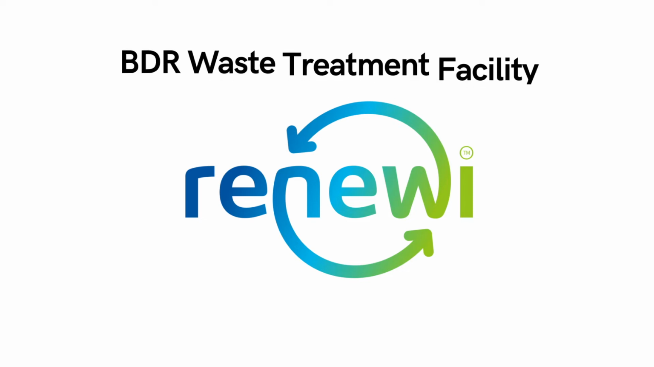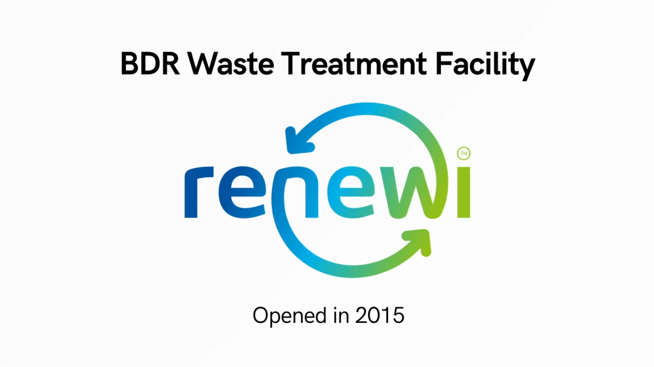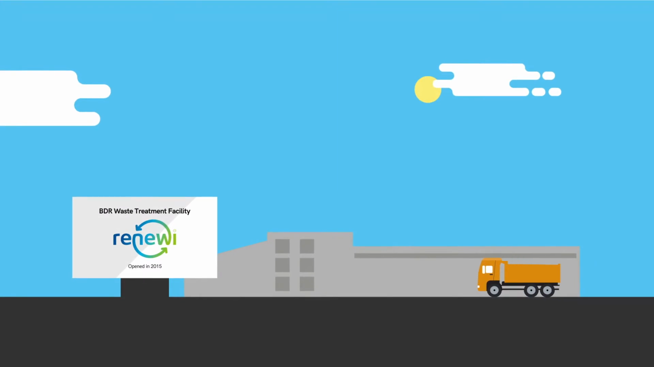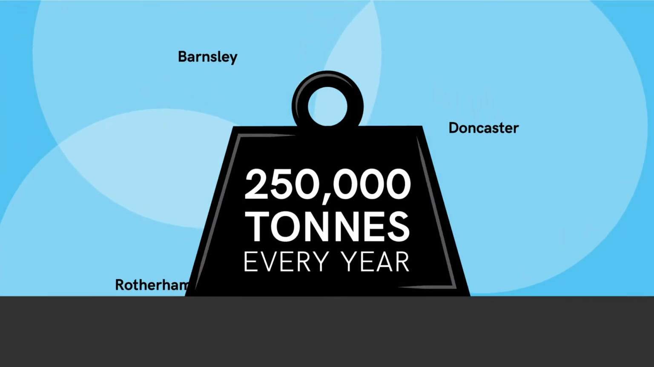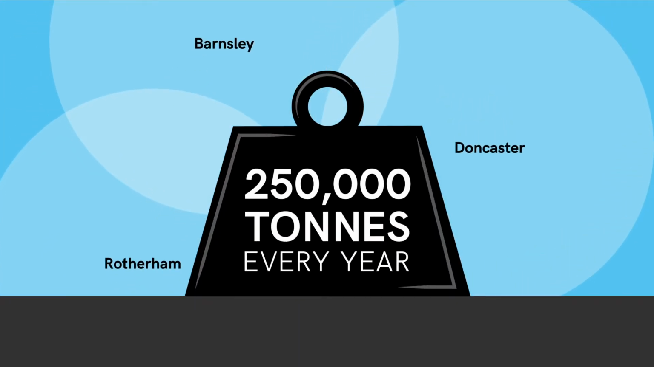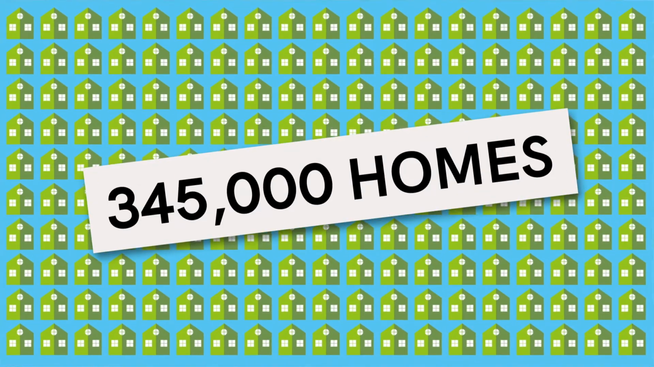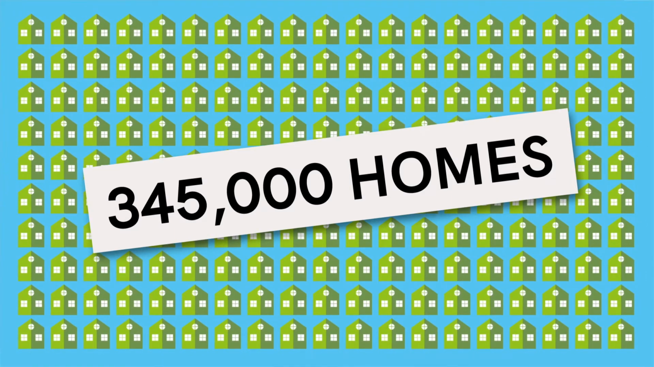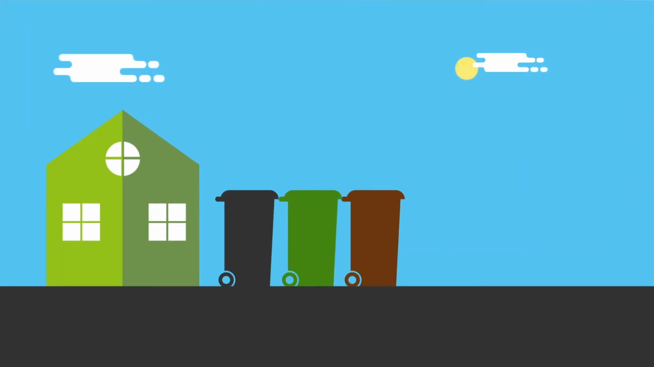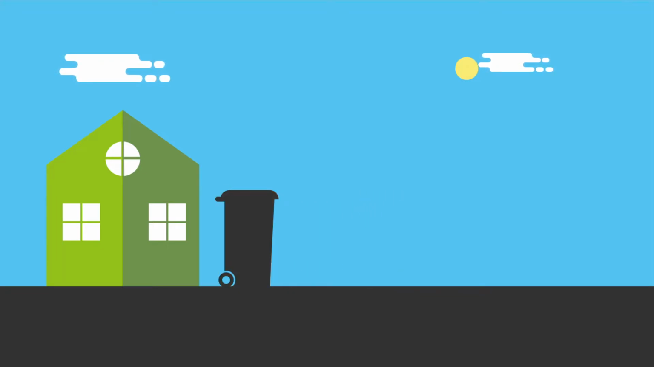The BDR Waste Treatment Facility, which opened in 2015, was designed and built to process 250,000 tonnes of residual household waste a year from the 345,000 homes across Barnsley, Doncaster and Rotherham. Residual waste is the general household waste that is left over after we have all recycled and composted at home. It is mainly made up of things we can't recycle at the curbside.